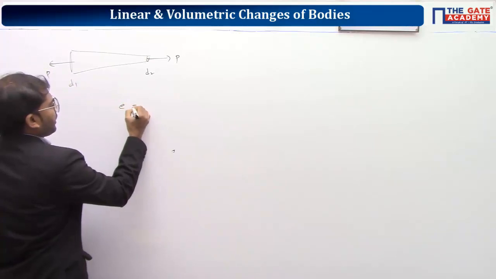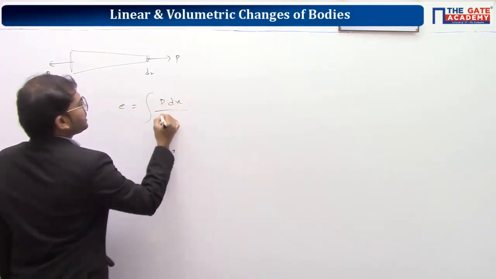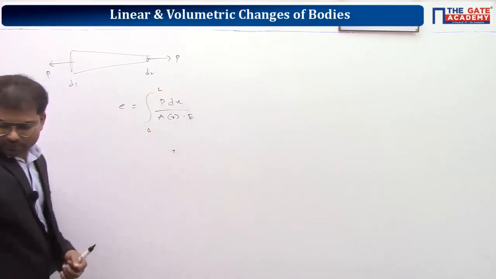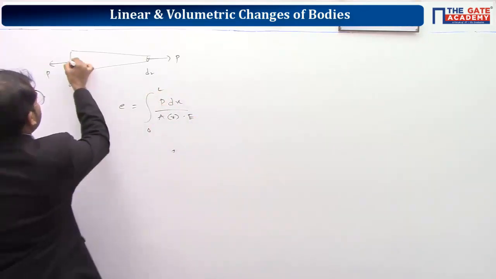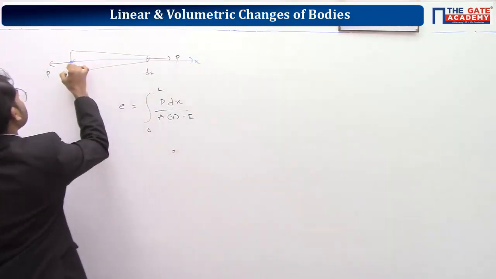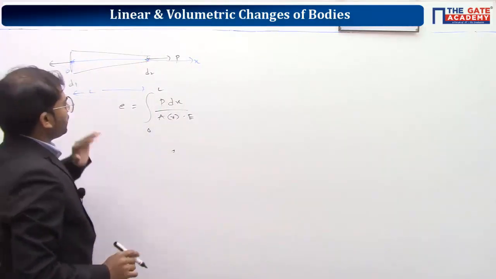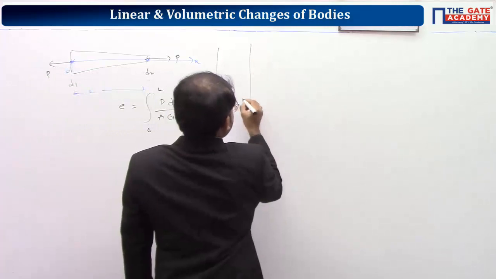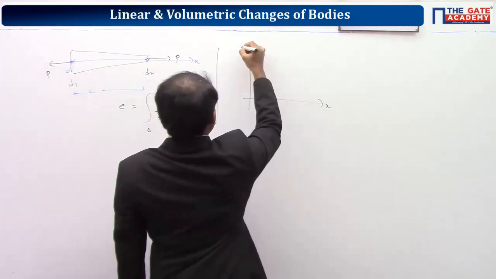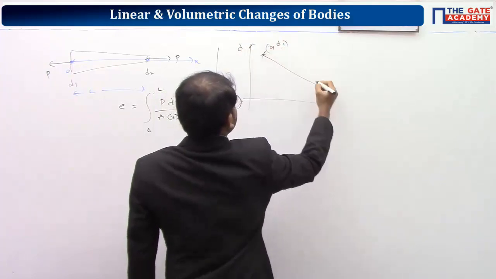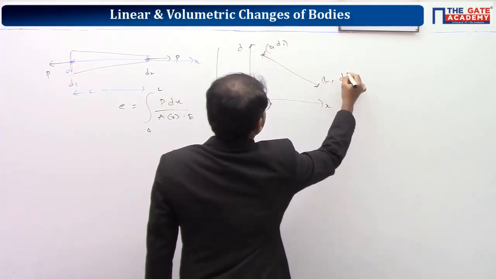we have the formula for elongation as the integral from 0 to L of P dx by A of x into Young's modulus. Here the x axis varies from 0 to length L. This is x, and the diameter is going on varying. At x equal to 0, the diameter is d1, and at x equal to L, the diameter is d2.